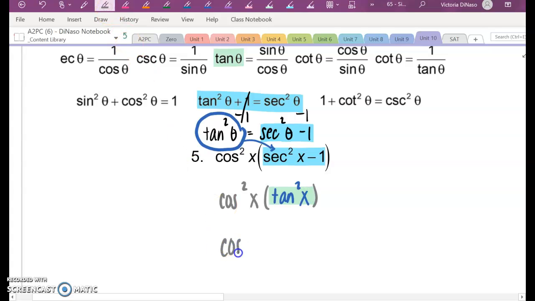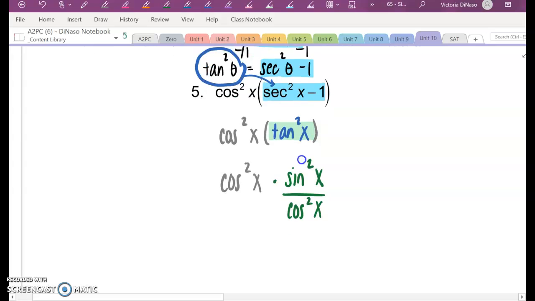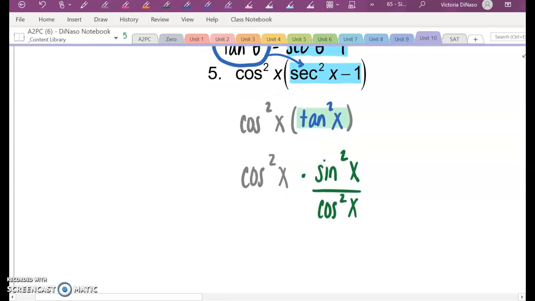So I'm going to keep this as cosine squared x, and then I'm going to change tangent into sine squared x over cosine squared x. So I'm using another identity up top. With the cosine squared in the numerator, I can cancel it with the cosine squared in the denominator, and my final answer equals sine squared x.